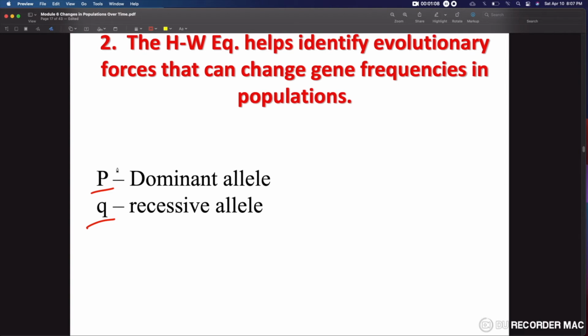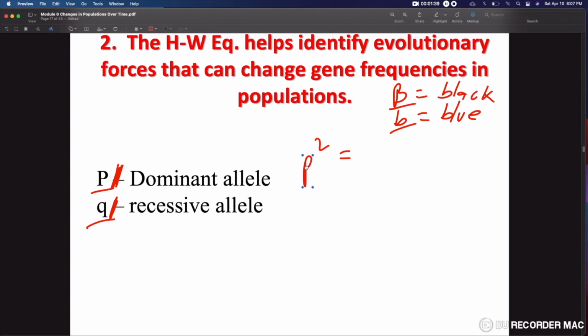For the Hardy-Weinberg equation, your p is the dominant allele. We'll set p for the dominant allele and q for the recessive allele. Now, it's p squared, meaning that's the frequency of your, again, we'll use the black and blue eye color. This is for black eye color. This is for the blue eye color again. The dominant here, recessive here.